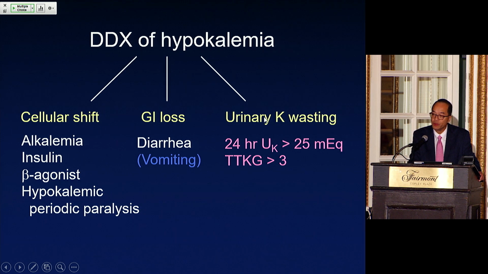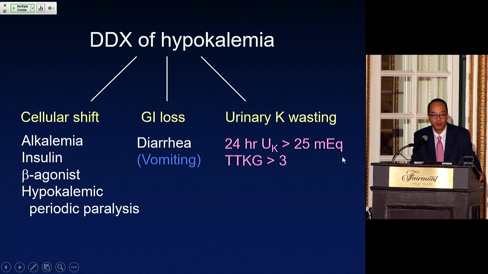And there are a number of urine indices for this. For the purposes of the boards, currently they're always giving you 24-hour urine potassium, which is supposed to be the gold standard. And urine potassium more than 25 milliequivalents per day is considered to be inappropriate in the setting of hypokalemia and suggests urinary K wasting. If you like, you can use the transtubular K gradient, the urine K to creatinine ratio.